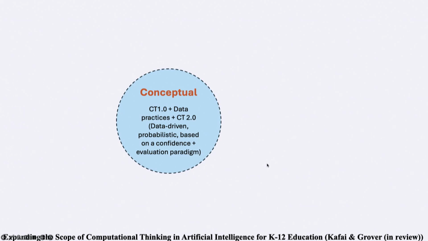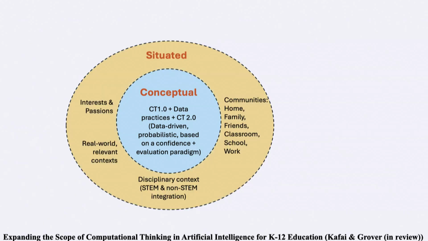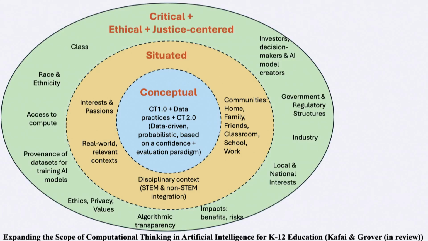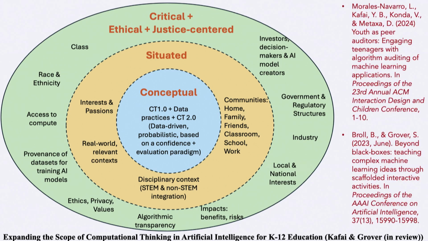Students now need to learn both old rule-based CT, which still powers a lot of computing, but now they also need to understand data-driven and probabilistic computation that drives machine learning. And building on Kafai and Proctor, we also have situated dimensions, which include context and critical, ethical, and justice-centered framings that prompt students to think about ethics and risks and benefits. You can't think about computing and computation and automation without thinking about all these things. And there are a couple of examples of research that showcase these expanded notions of CT.